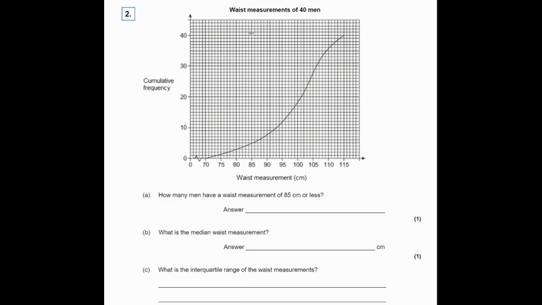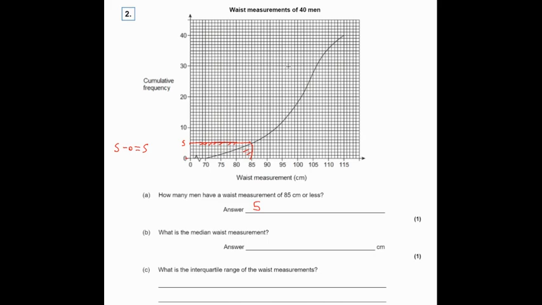Waist measurements of 40 men. How many men have a waist measurement of 85 centimeters or less? Right, so again, we look at the 85. We go here. And then we go across. And then that's 5. And again, we're looking at less, right? So everything here. So the difference between 5 and our smallest, which is 0. So 5 take away 0 equals 5. So 5 men have a waist measurement of 85 centimeters or less.